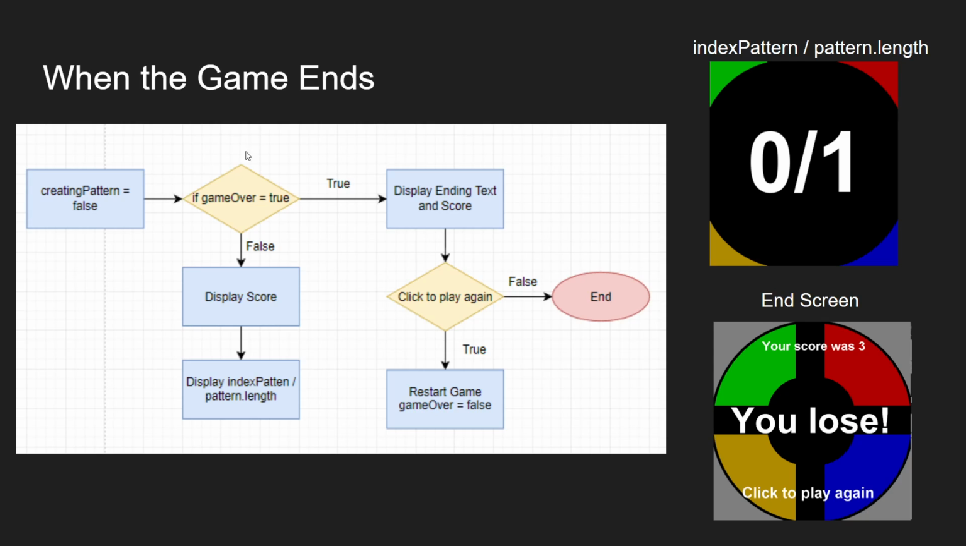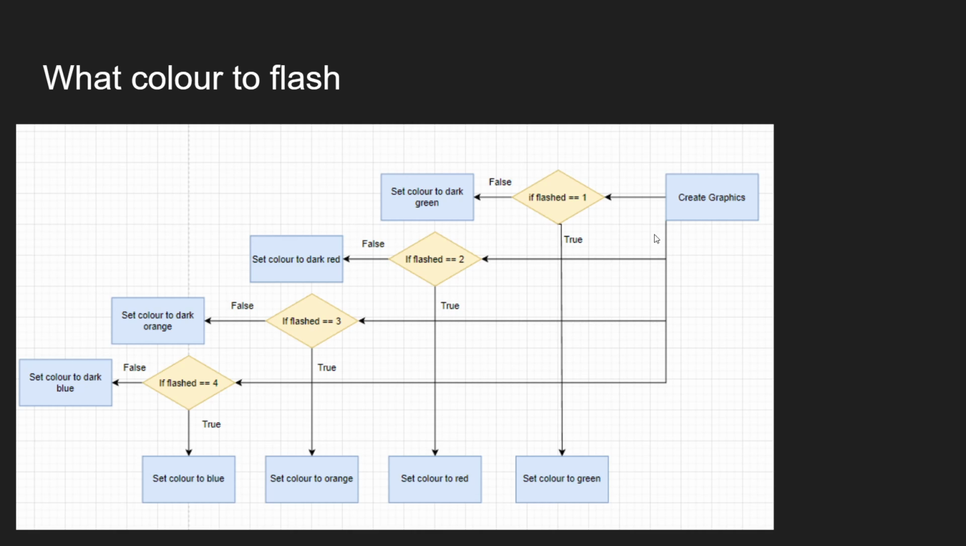However, if game over is not true, it is false, then the score will be displayed up in the corner, and it will also display this right here, the 0 out of 1. This is basically showing what number you are at in the sequence.